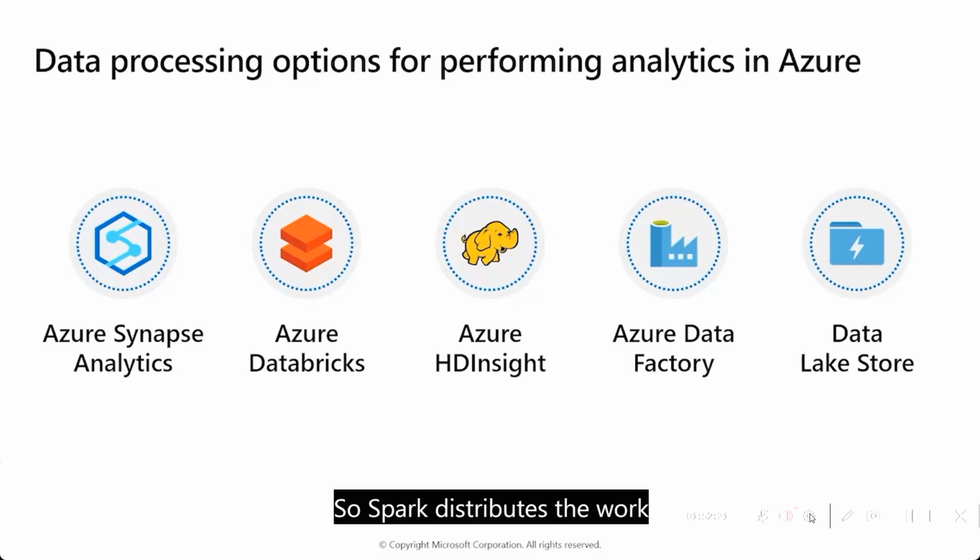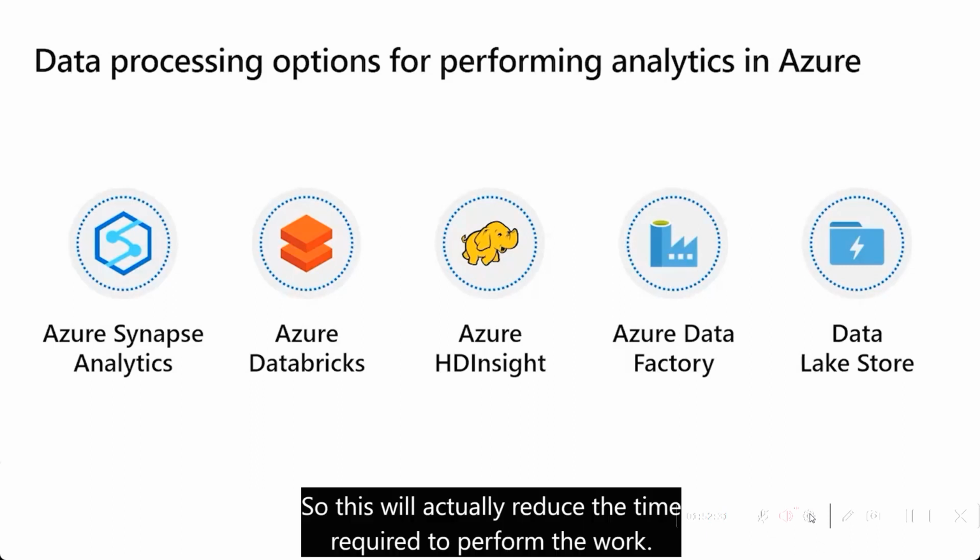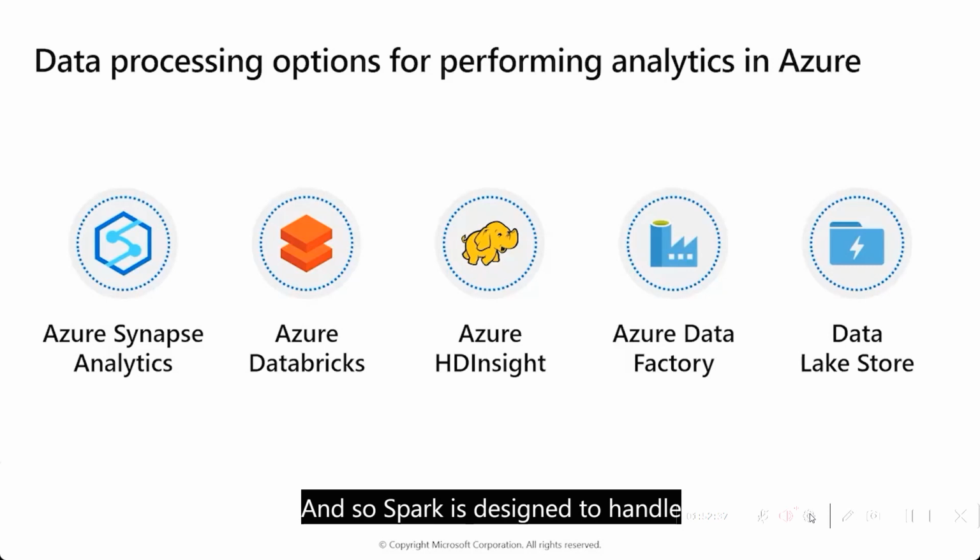Spark distributes the work across a cluster of computers, and each computer can then process its data in parallel with other computers. This reduces the time required to perform the work. Spark is designed to handle massive quantities of data.